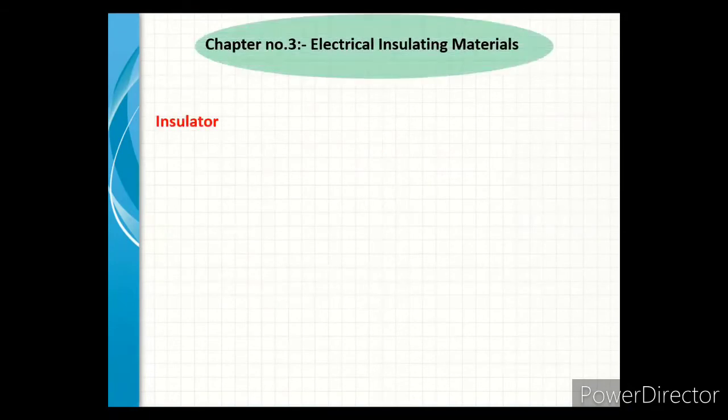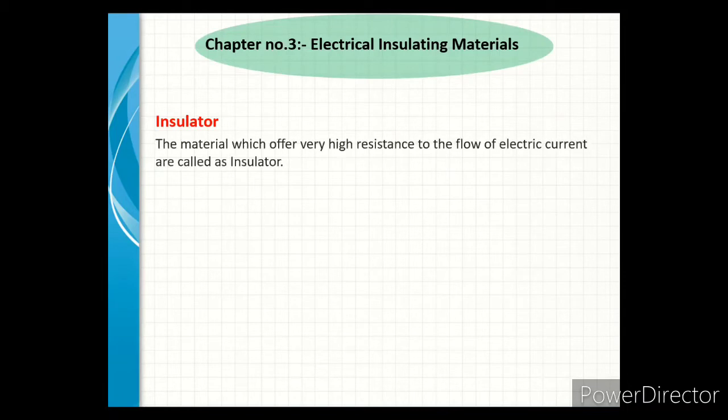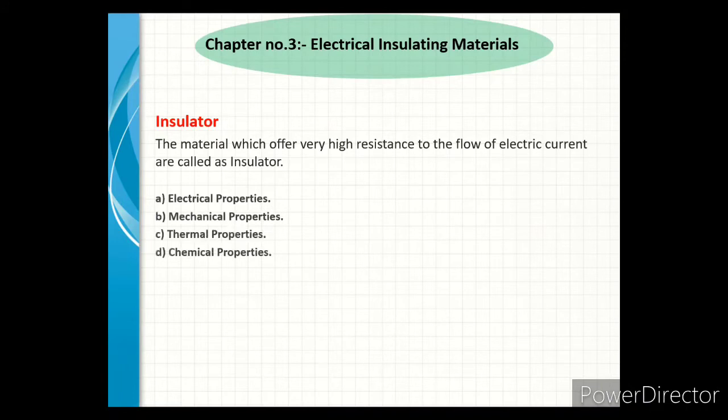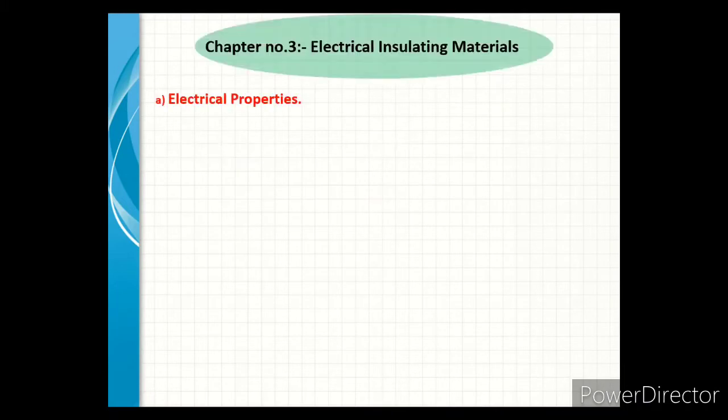First of all, you see what is meant by insulator. The material which offers very high resistance to the flow of electric current is called an insulator. Next, we see the properties of insulator, three properties: electrical property, mechanical property and thermal property. We see one by one. First, we see electrical property.